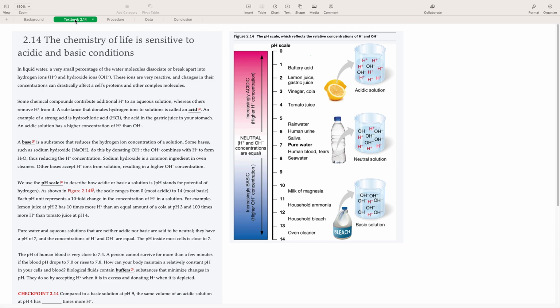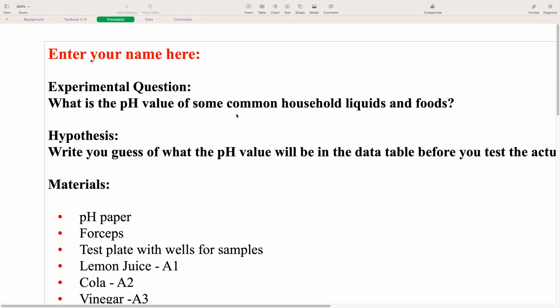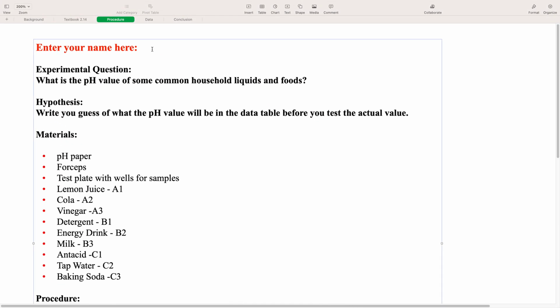So this is chapter 2, section 14 in our book that talks about pH. We're going to read some of this together here in a minute. Then it has the procedural steps that you're going to do in today's lab. Don't forget to put your name right here. So maybe you want to do that right now so you don't forget. I put it in red so you wouldn't forget. So go ahead and type your name right there.